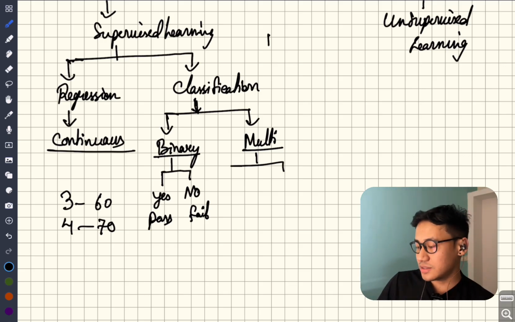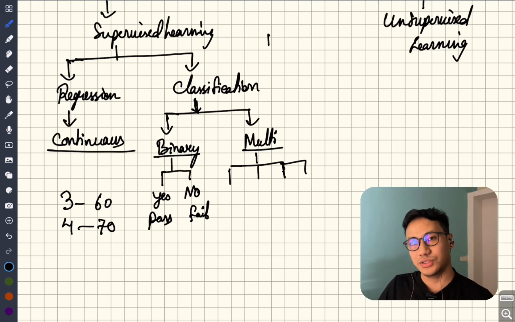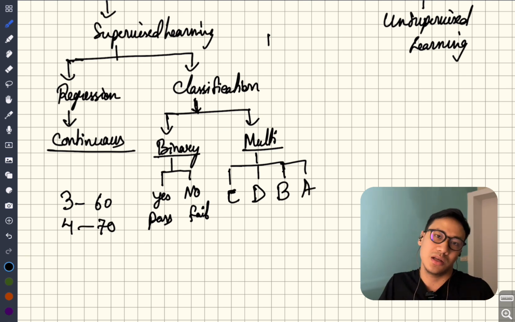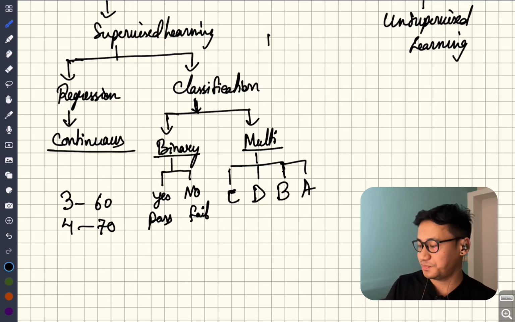Multi-class, on the other hand, is nothing but multiple conditions. For example, a grade system. If I study for 3 hours, I'll get, let's say, C. If I study for 40 hours, I'll get, let's say, D. If I study some more hours, let's say I'll get B. So in which category is it exactly falling? So it has multi-class. Depending on the question and the data set, it has to predict whether it is B, C, D, or A. This is called multi-class.